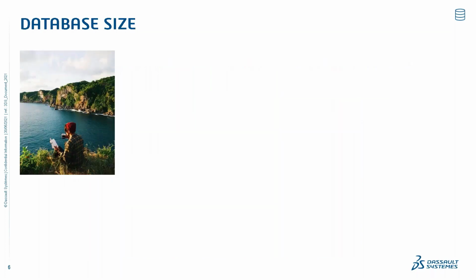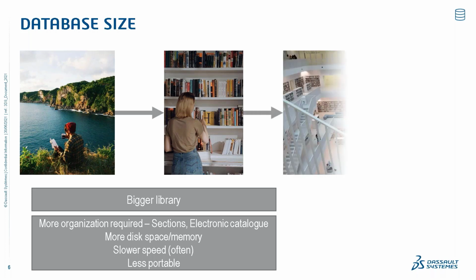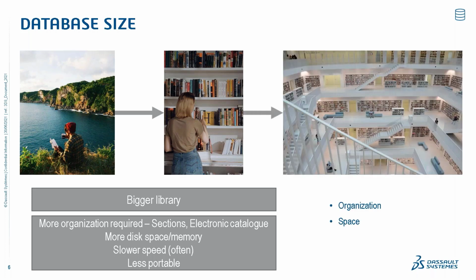And whenever you're looking at database size, when you have a very small database, it's very easy to take it with you. If you just have a single book, you can take that wherever you like. If you've got a bigger library, a collection of books, you need some supporting structure. You need kind of a bookshelf. More organization requires sections. In a library, in a large structure, in a large database, you need things like sections and electronic catalogs. You have to consider things like organization, space, speed, and portability.